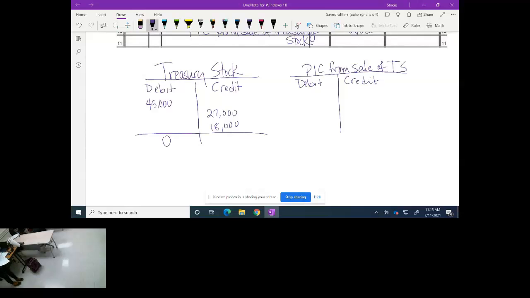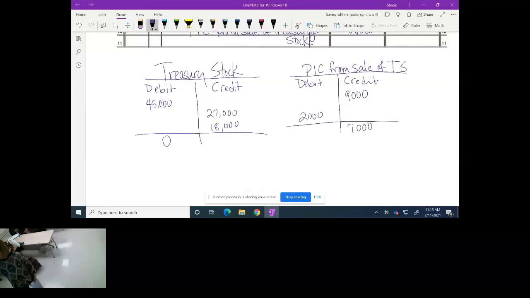That's what we use the paid in capital account for. In our paid in capital account, we had a $9,000 credit and then a $2,000 debit. So we have a normal credit balance. We still got a $7,000 credit balance, but it could wind up with a debit balance, depending. But a credit balance is positive. That's what would be typical.